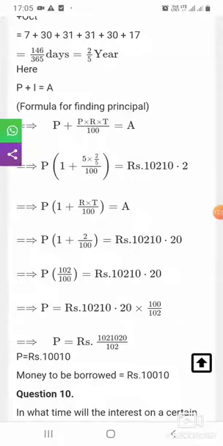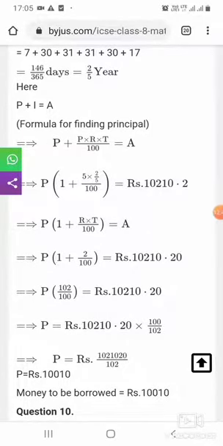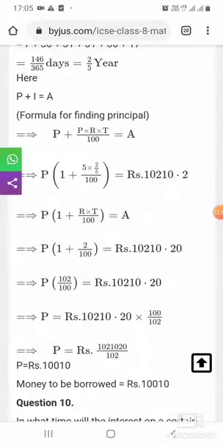Now you can take a common factor here. P is a common factor. P into, if you take out P from these two, you can see 1 plus, in place of P we don't know, so you can write 1 into, then R is known, 5, and the time period is known, 2 by 5 years, divided by 100. So that is exactly equal to the amount 10,210.2. Now P into 1 plus RT by 100.